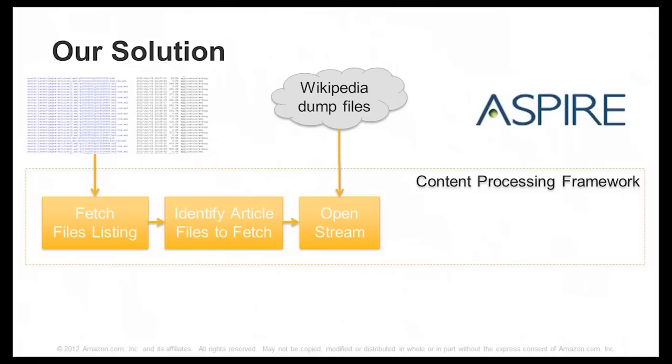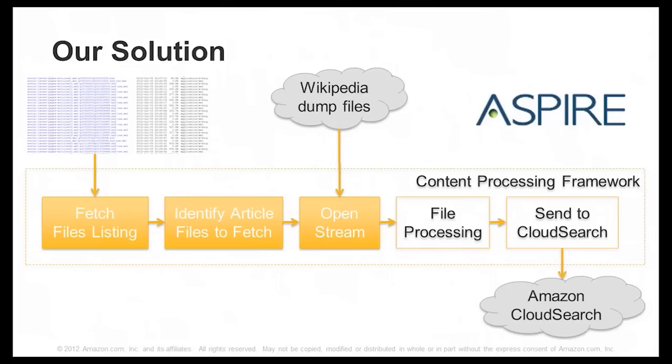Once we have the list of files identified, we're going to open a stream against each one of those files and pipe that data down from Wikipedia. You can open 2 connections to Wikipedia at a time. That allows you to do a little parallel processing. And then the stream is sent through file processing, which we'll talk about later. And the end result of file processing, of course, is a series of individual records that get sent to Amazon CloudSearch.